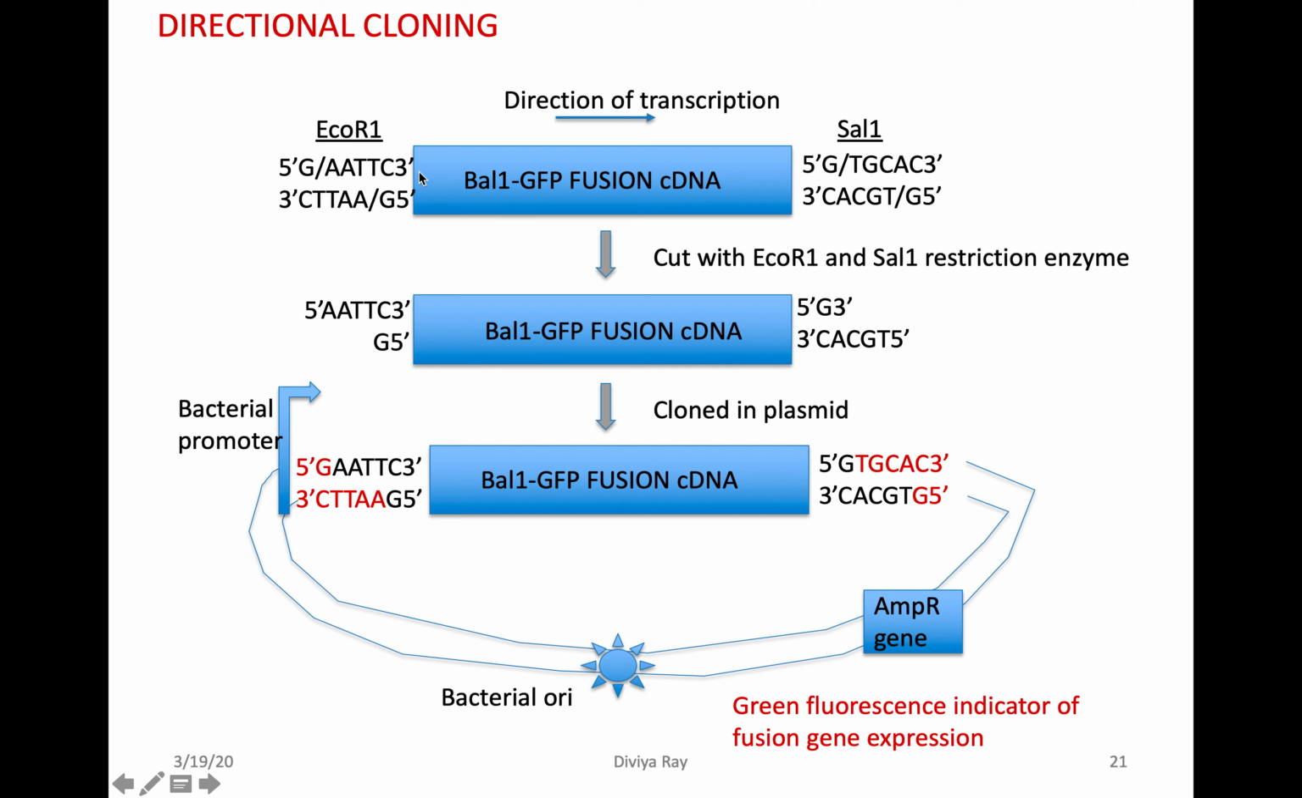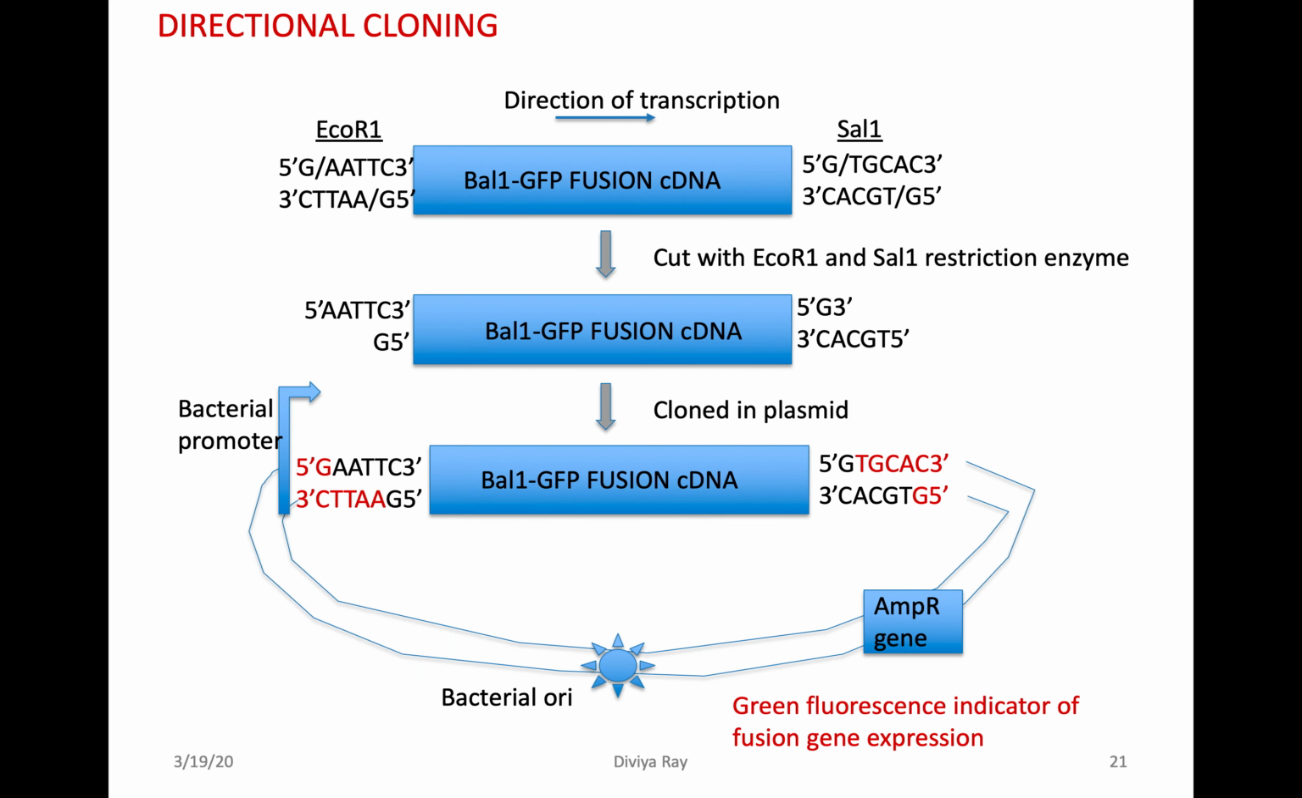But here I'm using two different enzymes which are generating ends that are not compatible. So there are not two possible orientations. There is only one possible orientation of your fusion cDNA in the plasmid. So if you use this approach, that allows you to do directional cloning, and by doing so you can make sure this is the only way that the insert goes into the plasmid, and if it goes this way, it is in the right orientation with respect to the promoter, and it will be expressed.